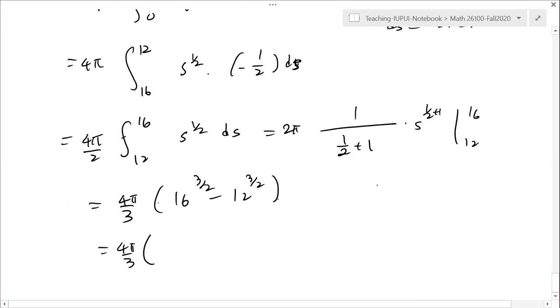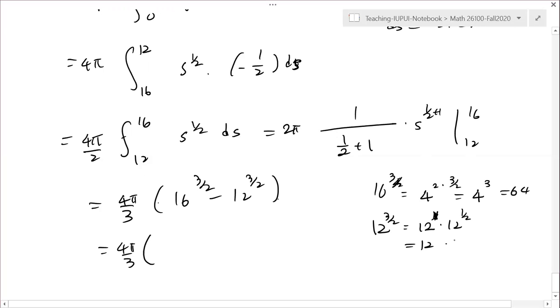So 4 pi over 3. 16 to the 3 over 2 is going to be 4 squared to the 3 over 2, so it will be 4 cubed. 4 cubed is 64, 16 times 4. And 12, we're not that lucky. That is going to be 12 times 12 to the 1/2. The square root of 12 is 2 square root of 3, so it's 24 square root of 3. So 64 minus 24 square root of 3. This is our solution.